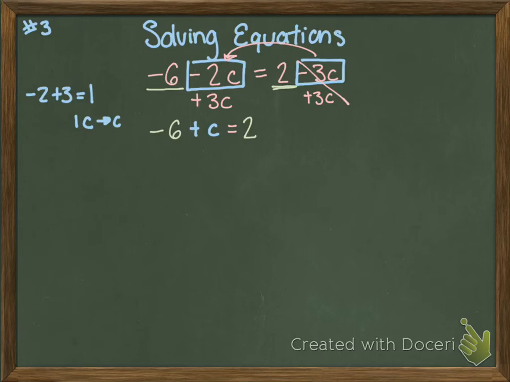Now that we have combined all of our possible variables together, we need to move all of our constants to the right. So in order to do that, we're going to take negative 6 and do the inverse of that. The inverse of negative 6 is positive 6, so we're going to add 6 on both sides. This first one cancels, carry down our c equals, and then 2 plus 6 is 8. So our answer here is c equals 8.